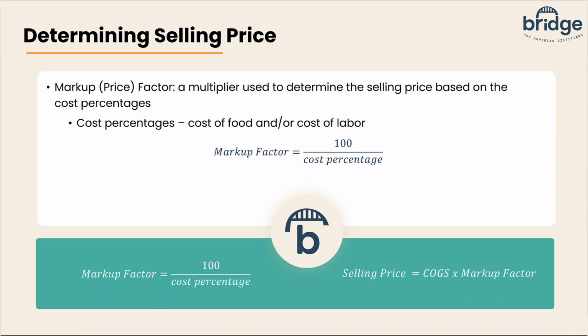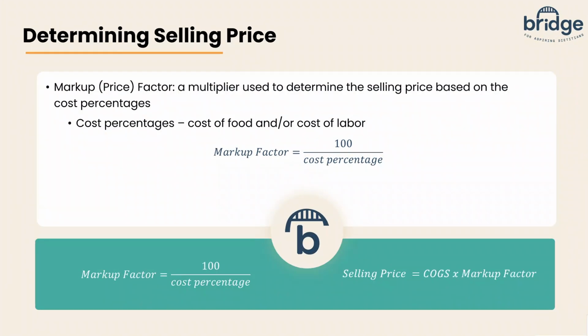To find a selling price, we need to calculate something called the markup factor. It's also sometimes called the price factor. To do this, we need to make sure that we build in enough room to cover overhead, profit, and any unexpected expenses. And the markup factor does just this. Think of your markup factor like your multiplier. It's what you use to boost the raw cost, like the food and the labor, into a final selling price that keeps your operation sustainable.